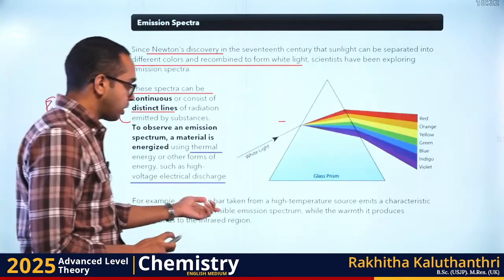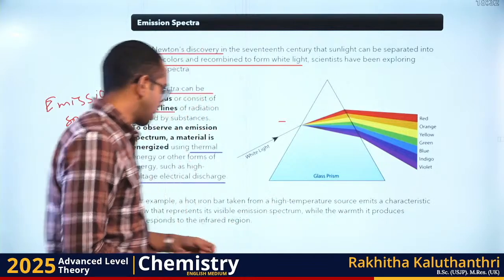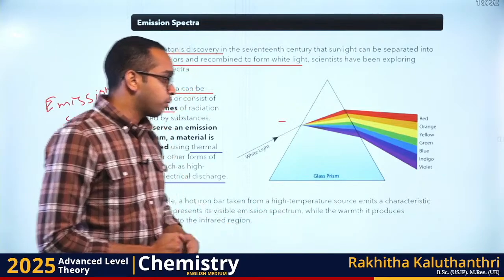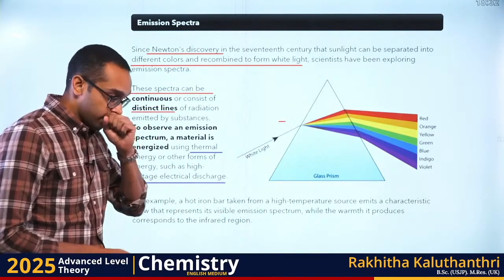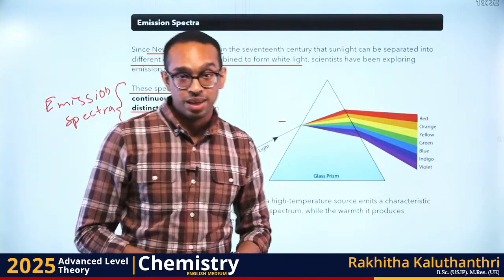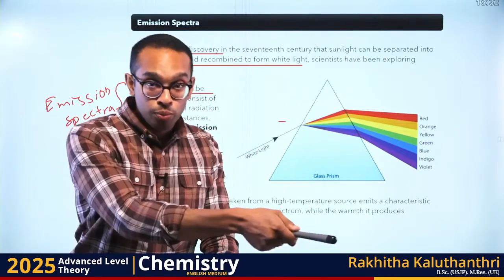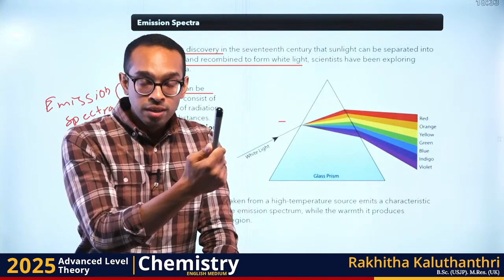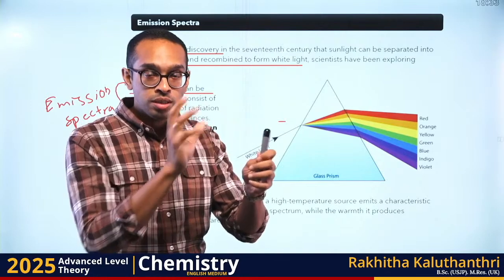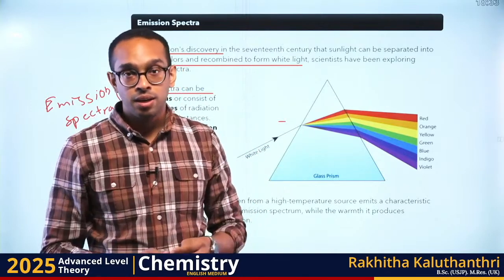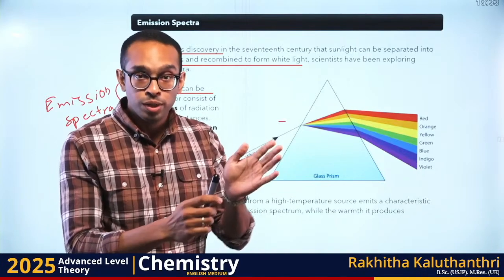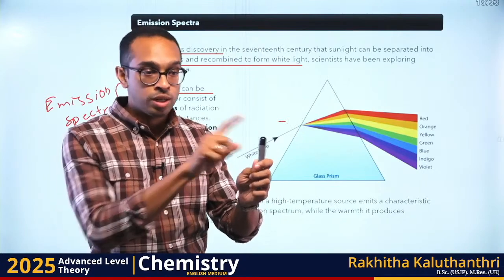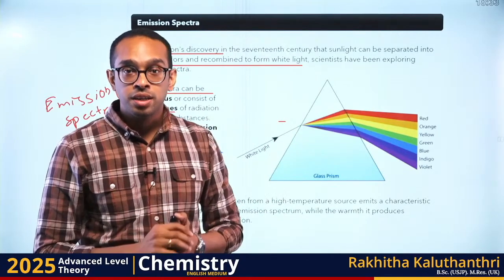For example, a hot iron bar taken from a high temperature source emits a characteristic glow that represents its visible emission spectrum, while the warmth it produces corresponds to the infrared region. Another very simple example is that if you take a piece of metal, you heat it up, and if you take it out, you can see the metal is glowing in red. So this red glow is there due to whatever visible light it currently emits, and then if you bring your hand close to it, you can actually feel the warmth of this particular object without touching it. That is because it is emitting infrared radiation as well.